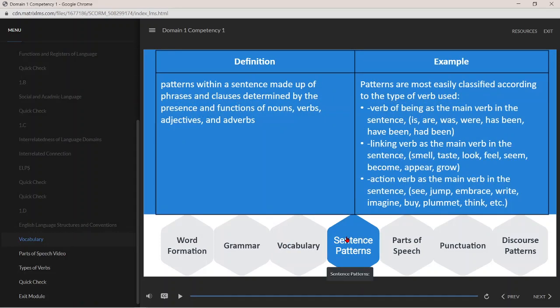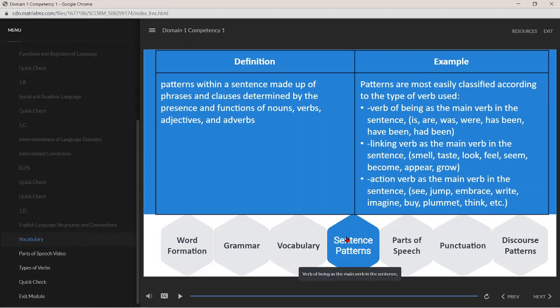Sentence patterns. Definition: patterns within a sentence made up of phrases and clauses determined by the presence and functions of nouns, verbs, adjectives, and adverbs. Examples: patterns are most easily classified according to the type of verb used.